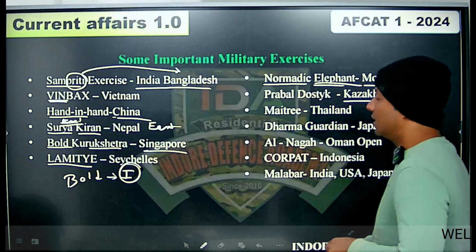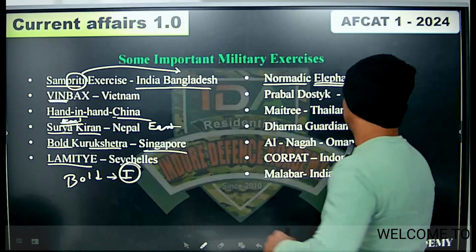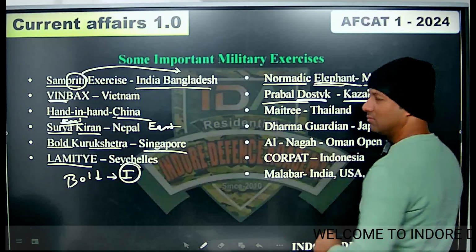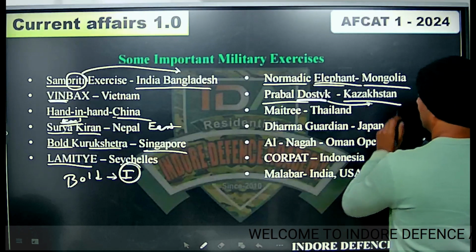कजाकिस्तान आर्मी के साथ हमने जो मिलिट्री एक्सरसाइज ऑर्गेनाइज की उसका नाम था प्रबल दोशक. ओके, तो दिस इज स्लाइट पर्शियन नेम, स्लाइट ऑफ अरेबिक नेम, तो यू कैन मेमोराइज इट विथ कजाकिस्तान.